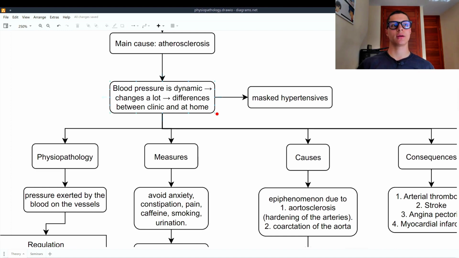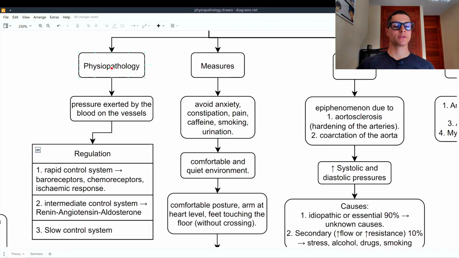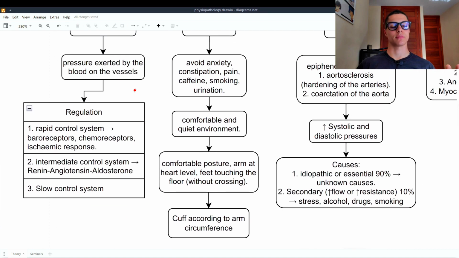So we have to take good measures to check if there are masked hypertensives. We have to do the procedures of taking the blood pressure of an individual both in the clinic and at home. Physiopathology, well, pressure exerted by the blood on the vessels. Regulation mechanisms: rapid control system via baroreceptors, chemoreceptors, and ischemic response; intermediate control system using the renin-angiotensin-aldosterone system; and also we have the slow control system, which is part of this renin-angiotensin-aldosterone as well.